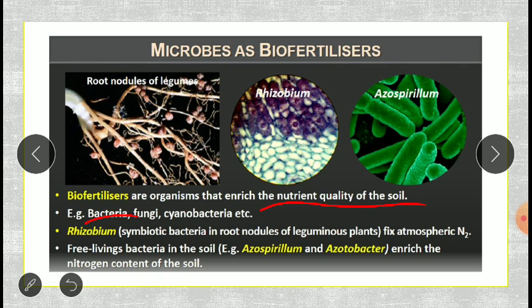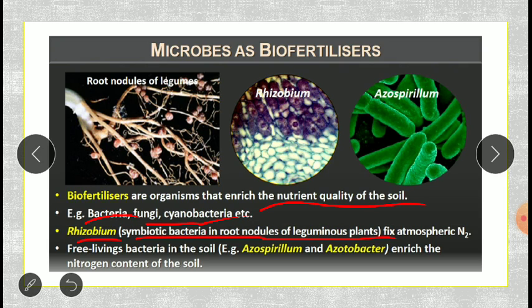Example: bacteria, fungi, cyanobacteria, etc. Rhizobium is going to be such an example. This rhizobium is a symbiotic bacteria in the root nodules of leguminous plants which fixes atmospheric nitrogen. So what are these rhizobium going to be doing? These rhizobium are going to be helping the plants to absorb the nitrogen.